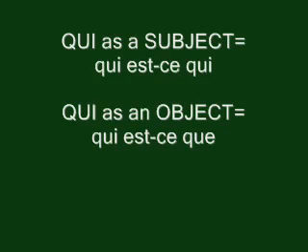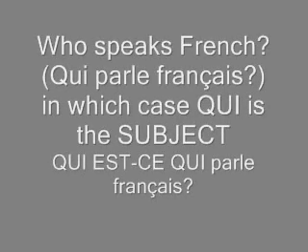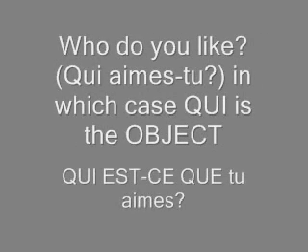So, to conclude, just use qui est-ce qui when qui is the subject, and use qui est-ce que when qui is the object. And I give you those two sentences in English. Who speaks French, where who was the subject, qui parle français, and who do you like, where you was the subject, and who was actually the object in the sentence. And you use qui est-ce que.